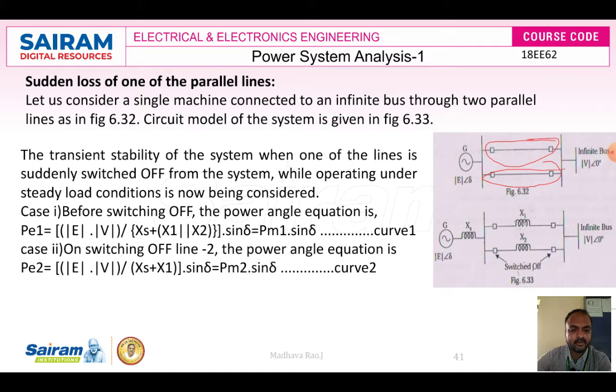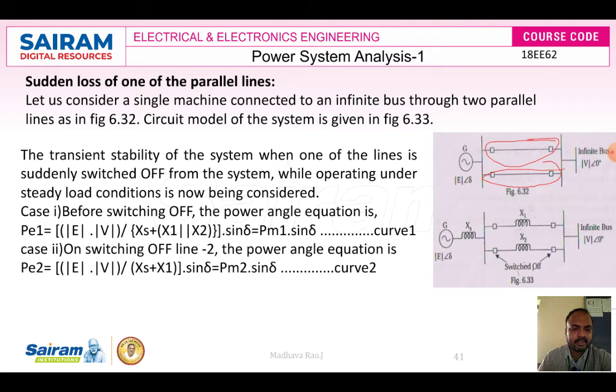PE2 is equal to modulus of V into modulus of V by XS plus X1, into sin delta, that is equal to PM2 into sin delta. That is curve 2. So here we are considering two conditions: one is before switching off the line, and the other is after switching off the line.